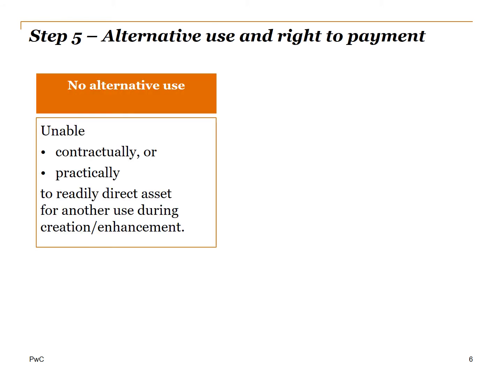So, how should the last of the over time criteria be analysed? We need to look at an alternative use as well as right to payment. An asset has an alternative use if the entity can redirect that asset for another use or to another customer. An asset does not have an alternative use if the entity is unable, because of contractual restrictions or practical limitations, to redirect the asset for another use or to another customer. Contractual restrictions and practical limitations could exist in a broad range of contracts, so judgment is going to be needed when determining whether an asset has an alternative use.